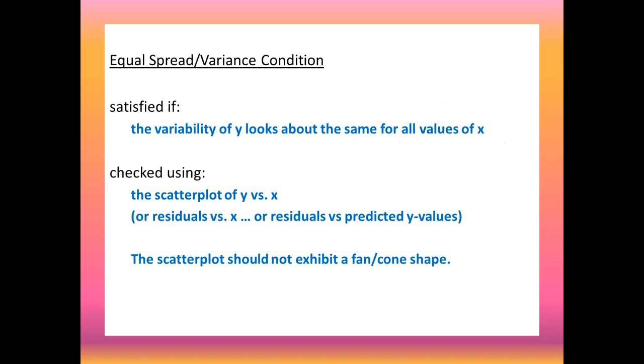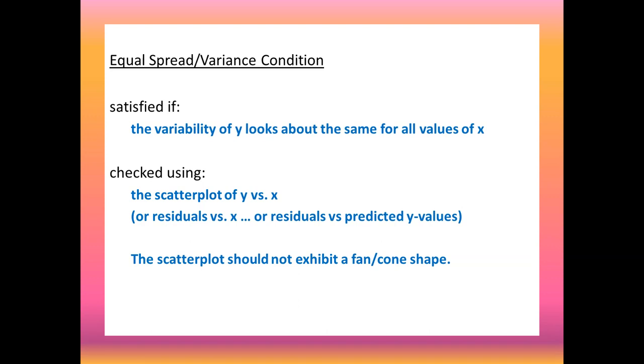The equal spread or equal variance condition is satisfied as long as the variability of y looks consistent for all values of x. You can just use the scatter plot to check it, although you could use other stuff if you wanted to. The residuals versus x would work, or the residuals versus the predicted y values, since the predicted y values are a linear function of the x values. Those things would work, but it's probably easier just to use the scatter plot.